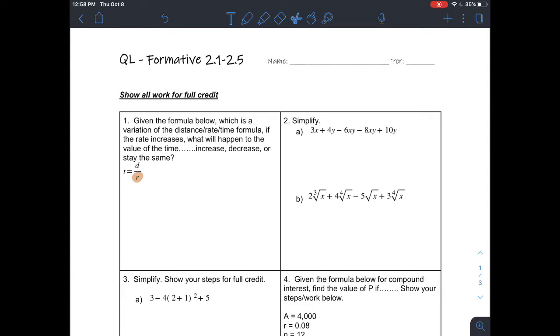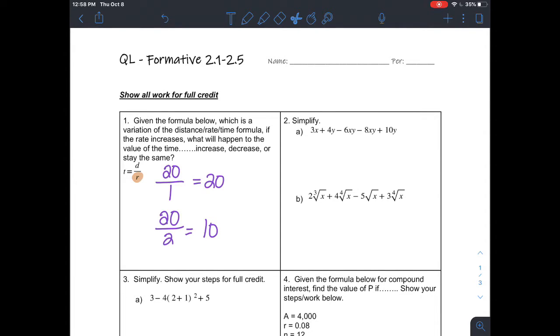The best way I think to do it is just to play around with different numbers. So for this first one, I said distance was 20 and my rate was 1. So 20 divided by 1 is 20. What if I increase, I'm going to keep the distance the same, I'm going to increase my rate to 2. 20 divided by 2 is 10.